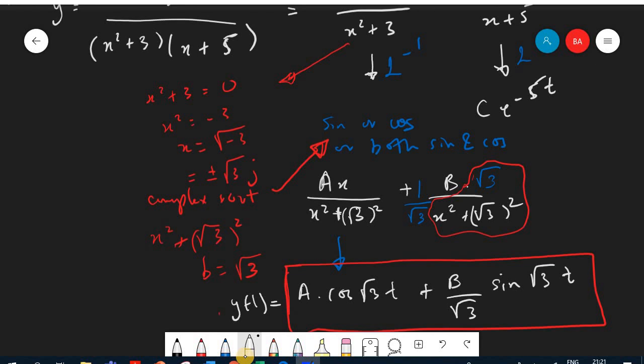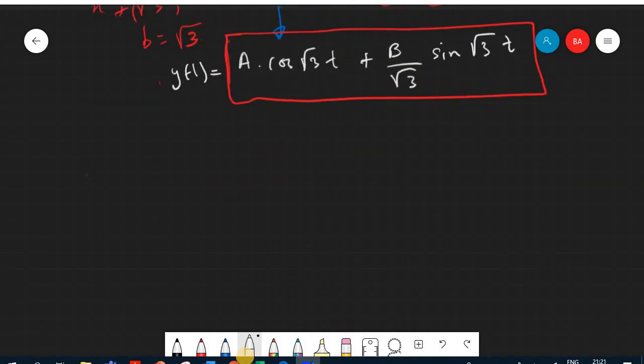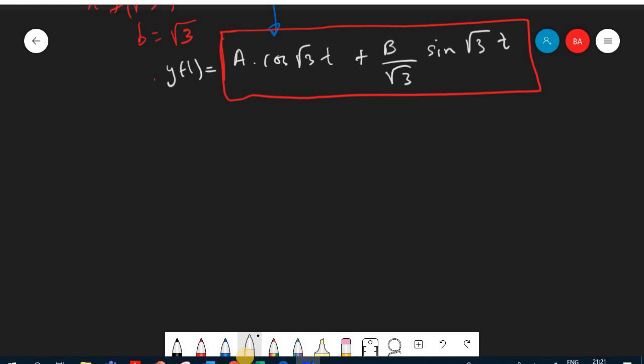And the Laplace inverse of this part is sine square root of 3t, and I'm left with what? b over square root of 3, which is here. So that is the solution of that part of example 5.